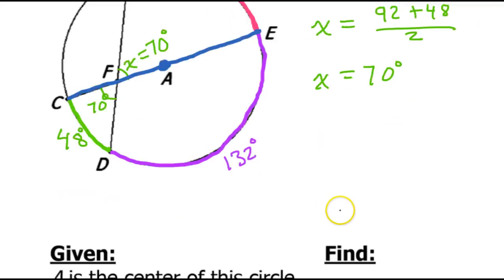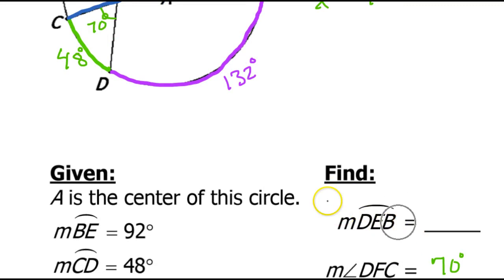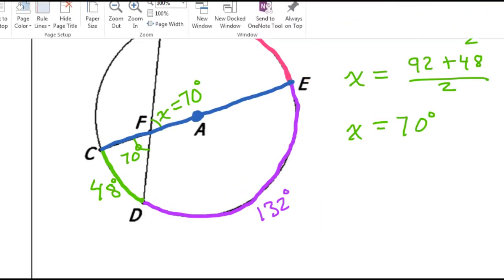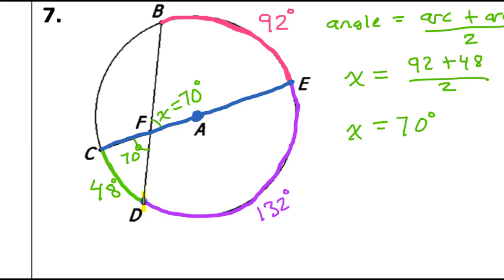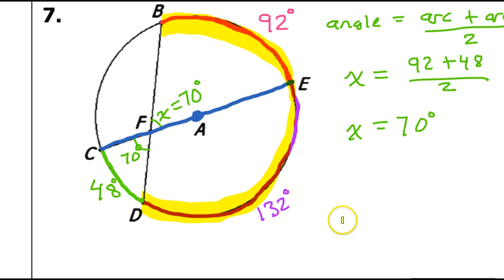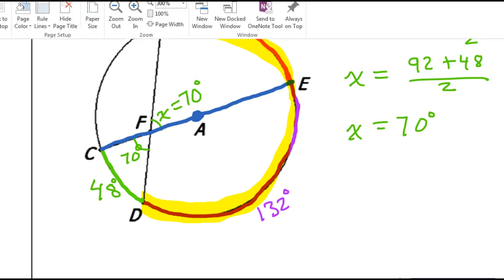So, again, arc DEB, all right, from D to E to B, that's just going to be the sum of the purple arc and the red arc together, make DEB. So that's just going to be 132 plus the 92. So that's 224. So I took a couple of steps. I hope you followed all of that.